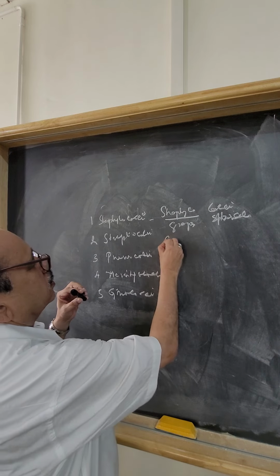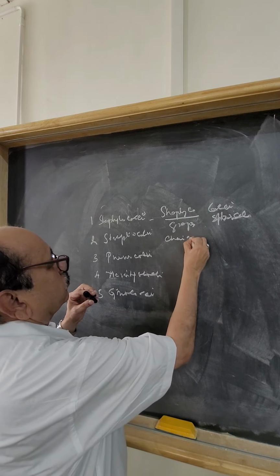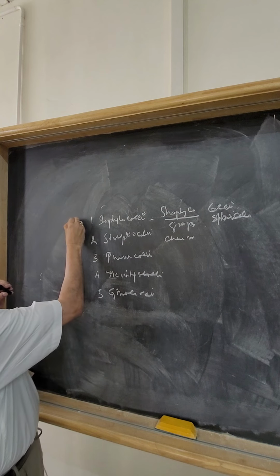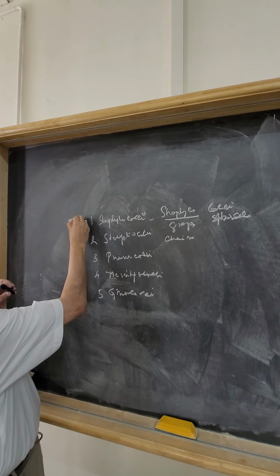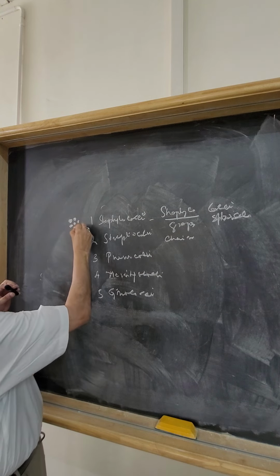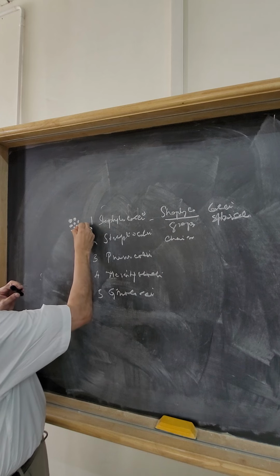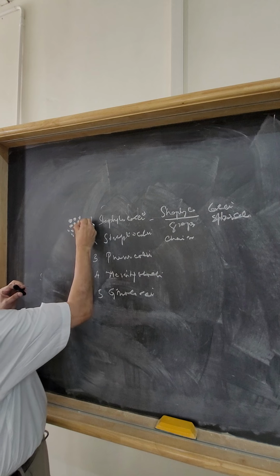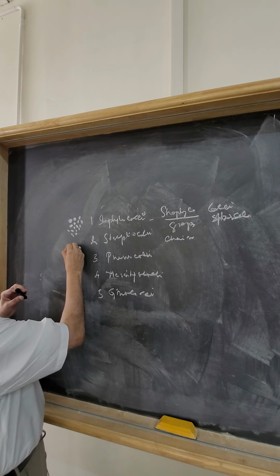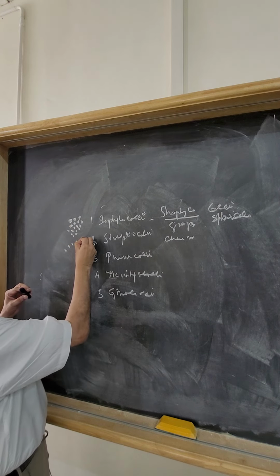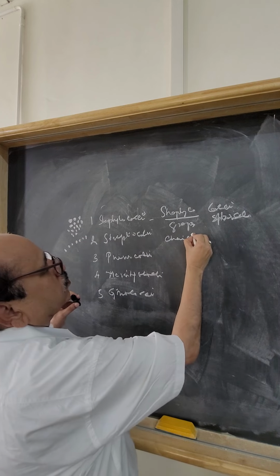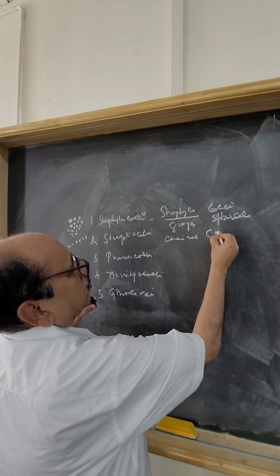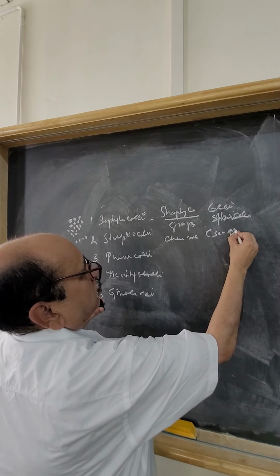Streptococci is chain. Staphylococci, they are bunch of grapes arranged in clusters. Strepto is chain, serpent, chains, serpent.